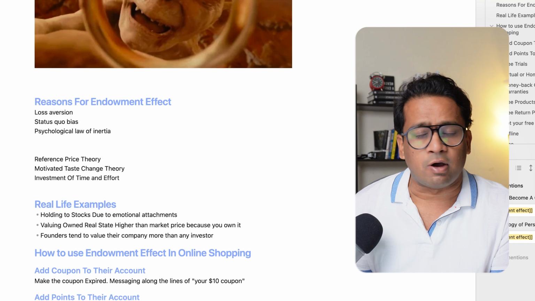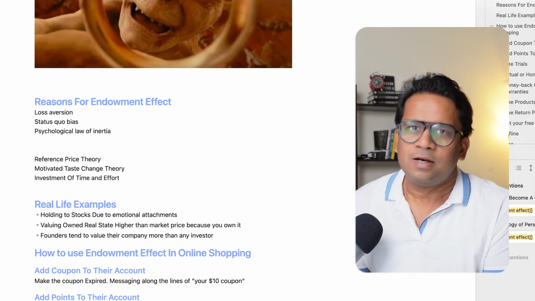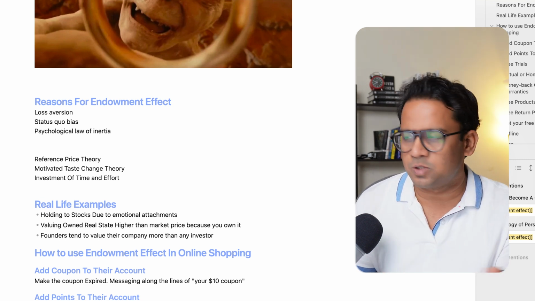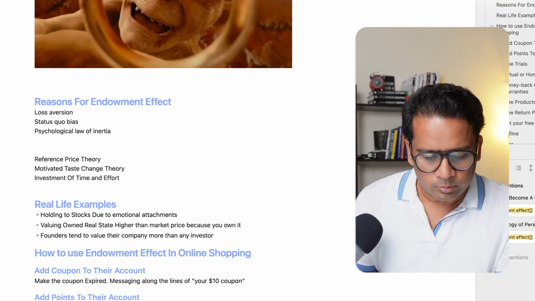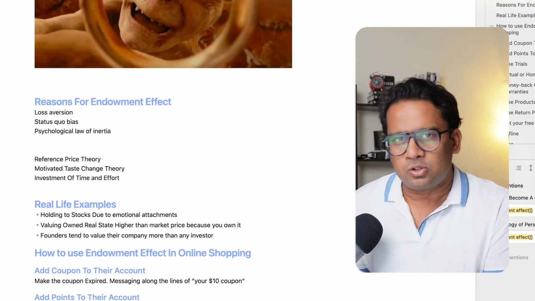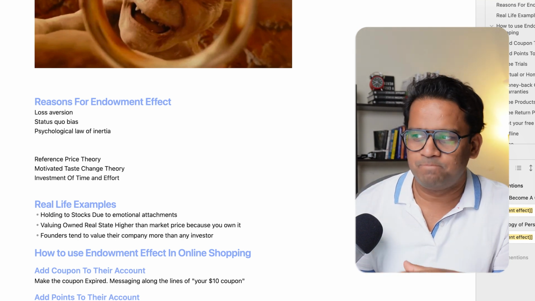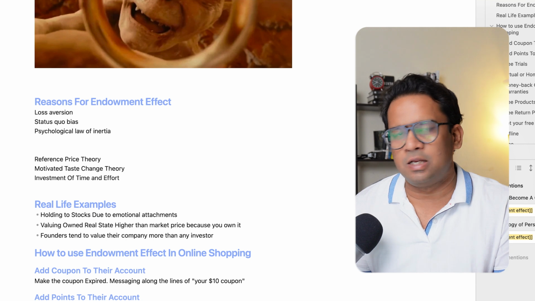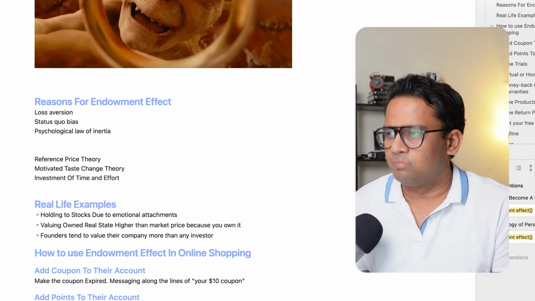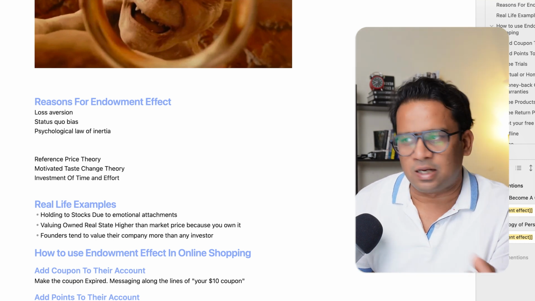Second, founders tend to value their company differently. A founder or entrepreneur tends to value their company differently than an investor. The investor is looking from a broad perspective, while the founder gets emotionally attached and asks for the effort, the sweat and tears. The investor is looking at multiple businesses, so they value it rationally, while the founder tends to value it irrationally.